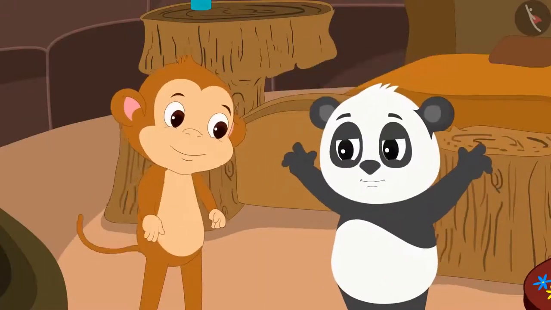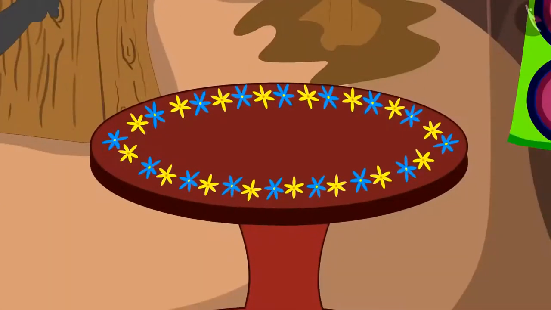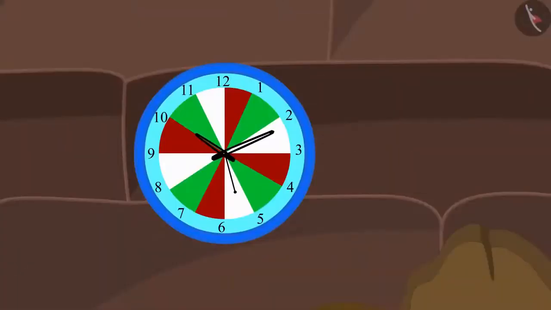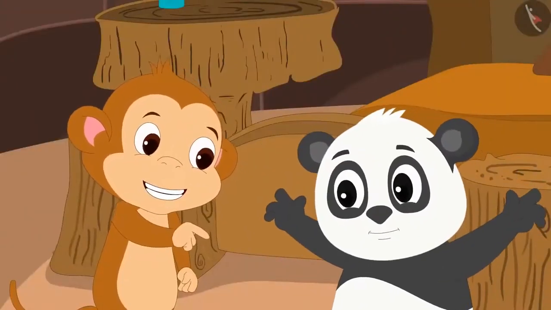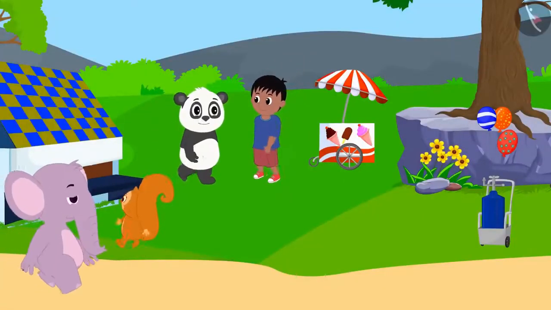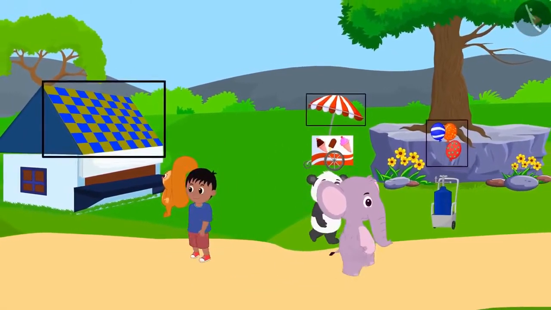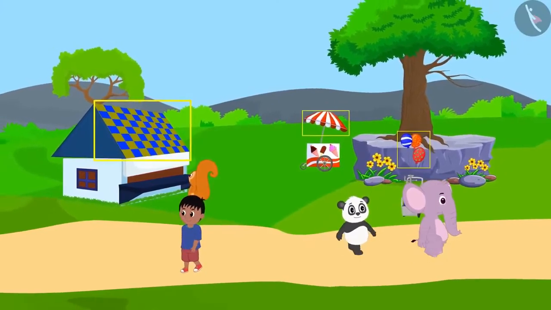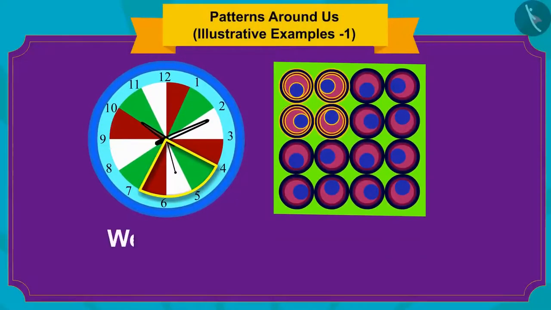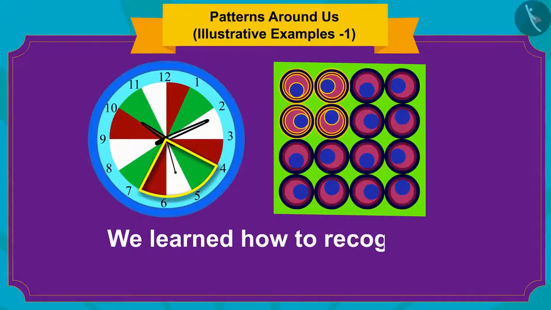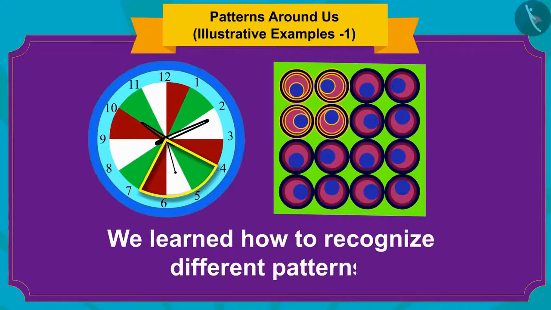Golu and Babban were very happy playing a game of finding unique patterns of Golu's house. Kids, you can also play a game of finding unique rules of the pattern with your friends around you. In this video, we learned how to recognize different patterns. In the next video, we will see some interesting examples of completing incomplete patterns.